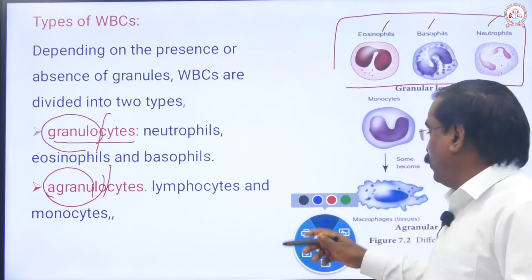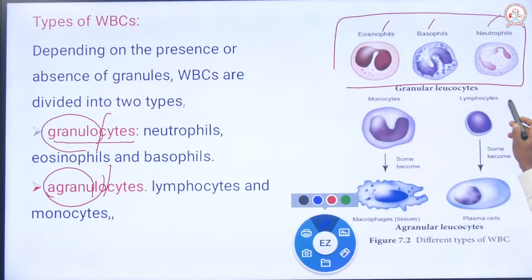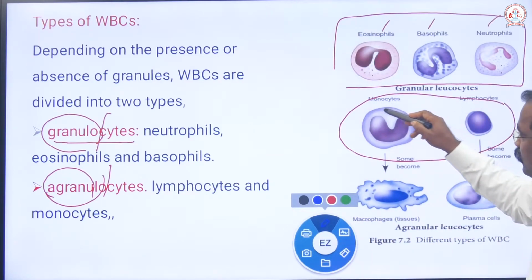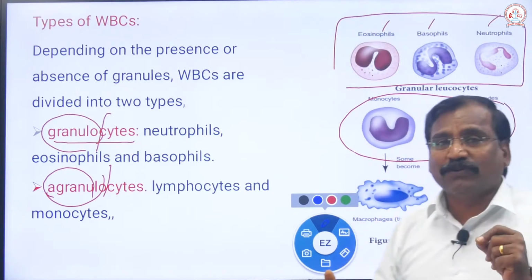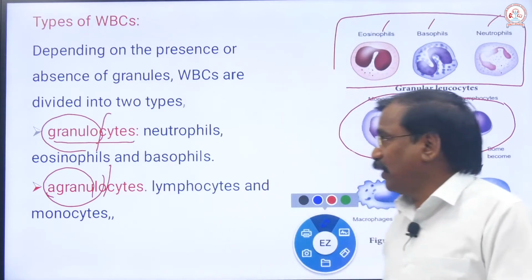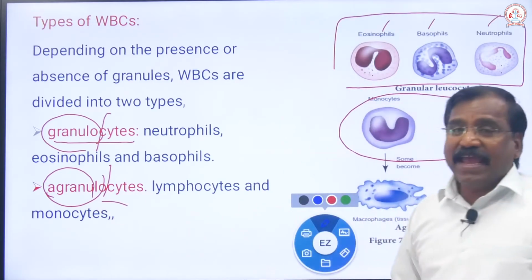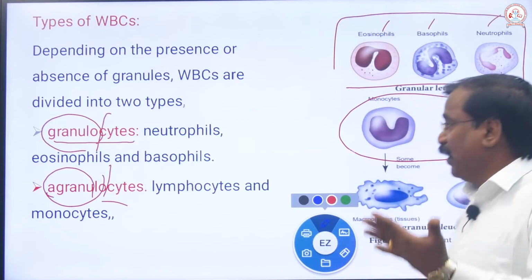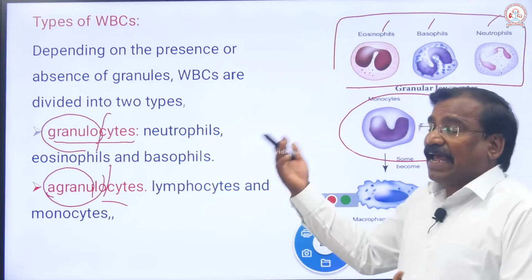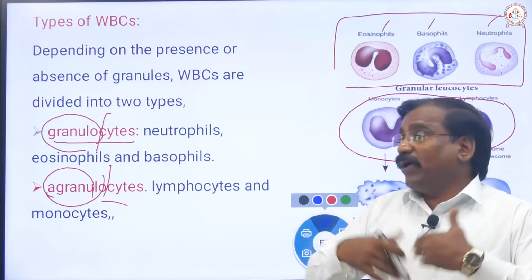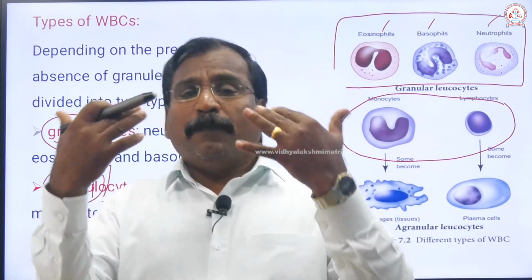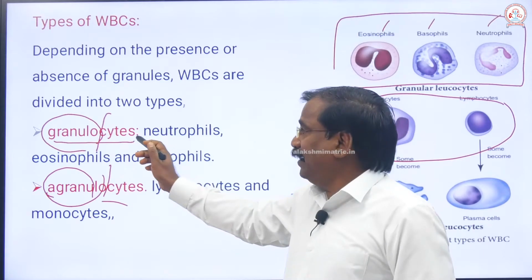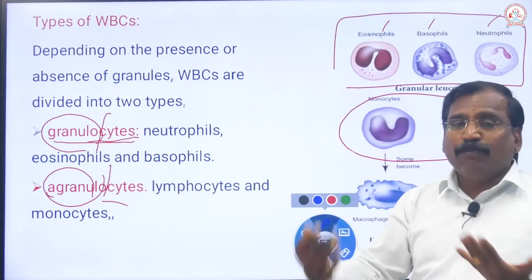And agranulocytes, these monocytes and lymphocytes here, the cytoplasm is clear, no pigments, no granules are seen. That is why they are called agranulocytes. What are granulocytes? What are agranulocytes? Neutrophil, eosinophil, basophil are the granulocytes, and lymphocyte and monocyte are the agranulocytes.